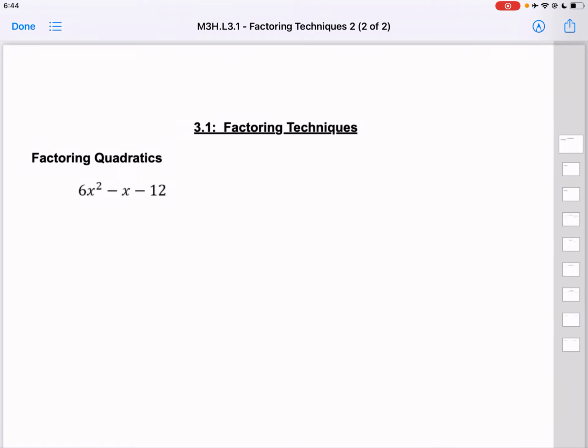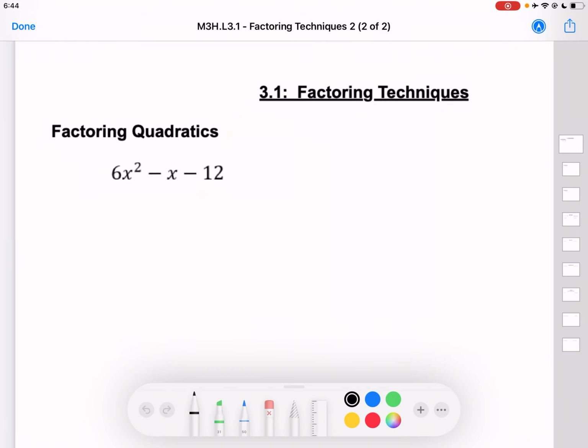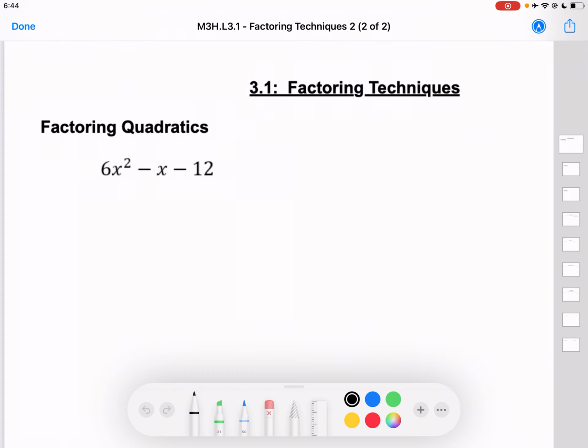All right, so today we get to learn or relearn the factoring techniques you learned last year, plus some. So today is going to be quite the adventure. We are doing multiple factoring techniques. The first factoring technique is what you learned last year, factoring quadratics. That's what you focused on last year.